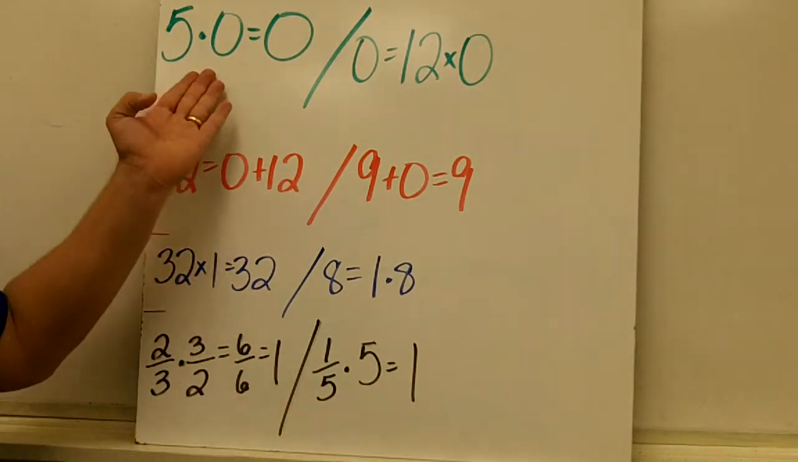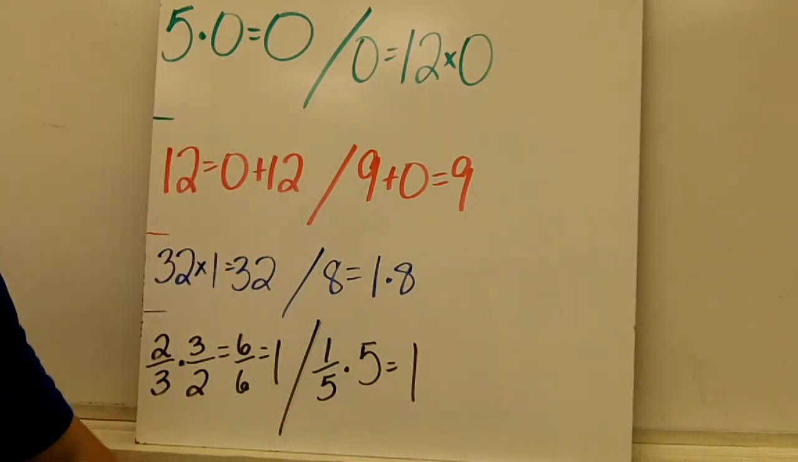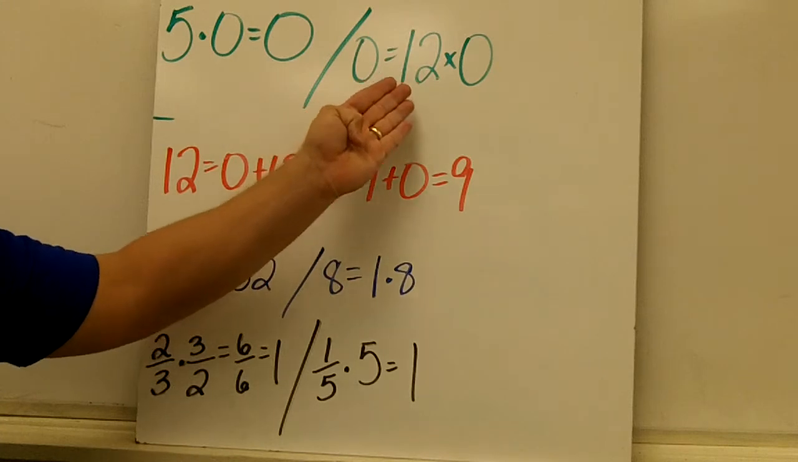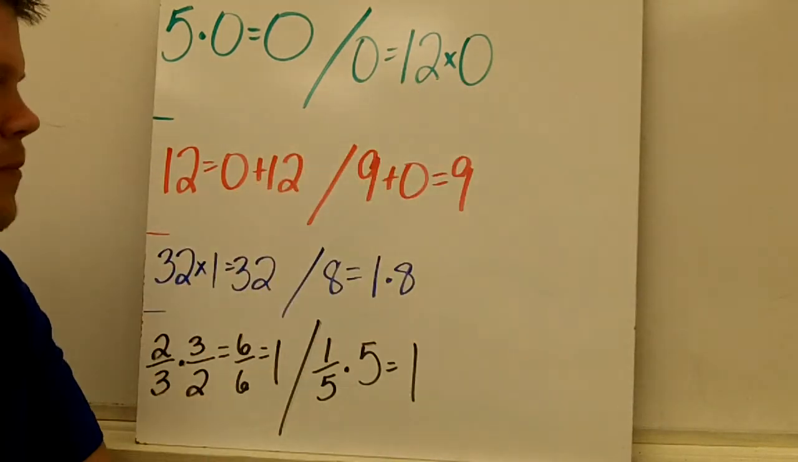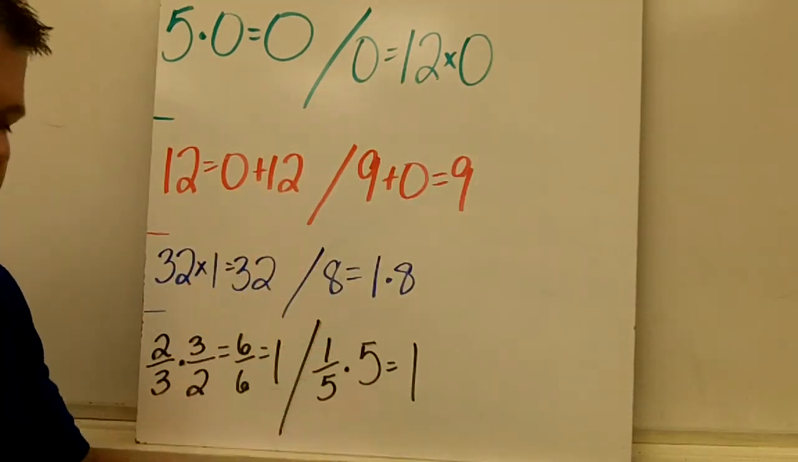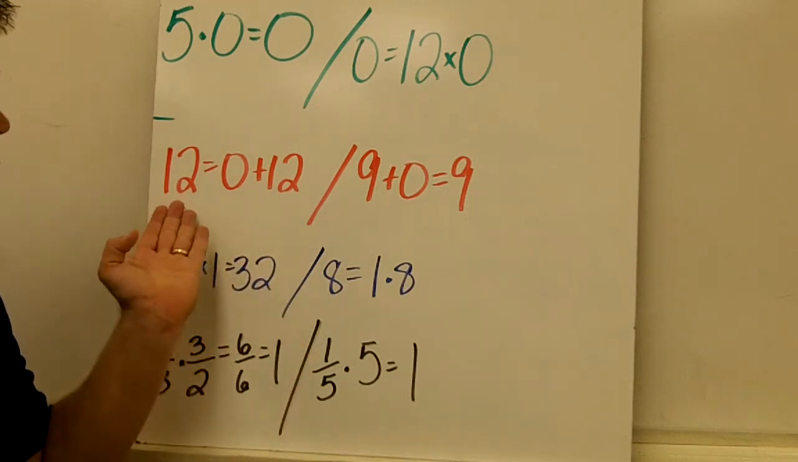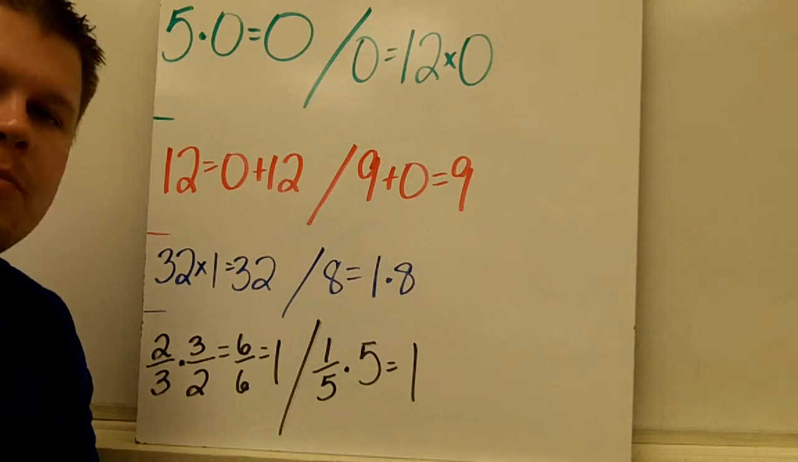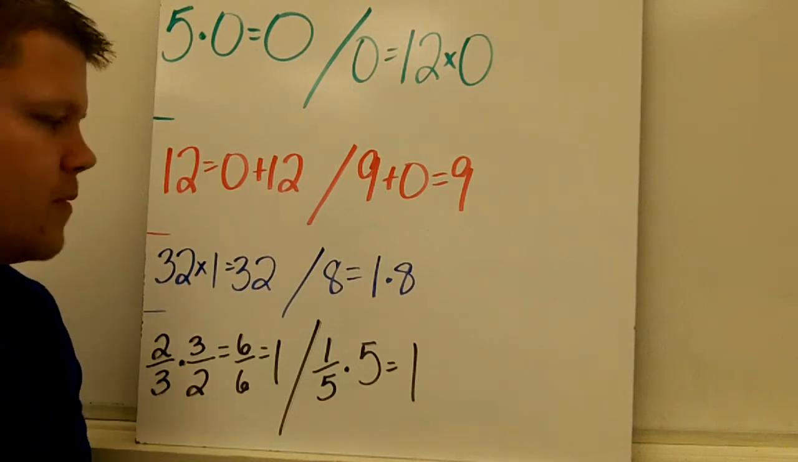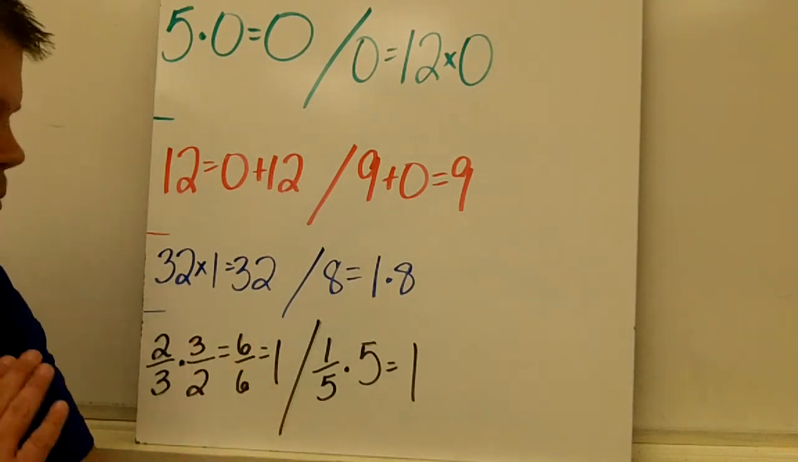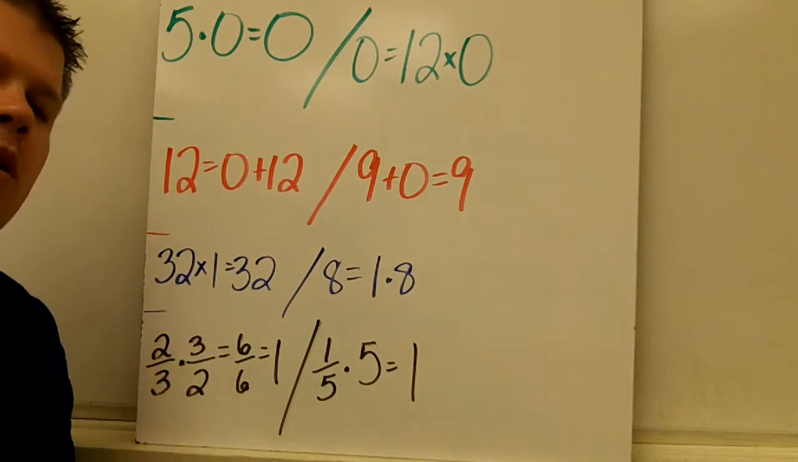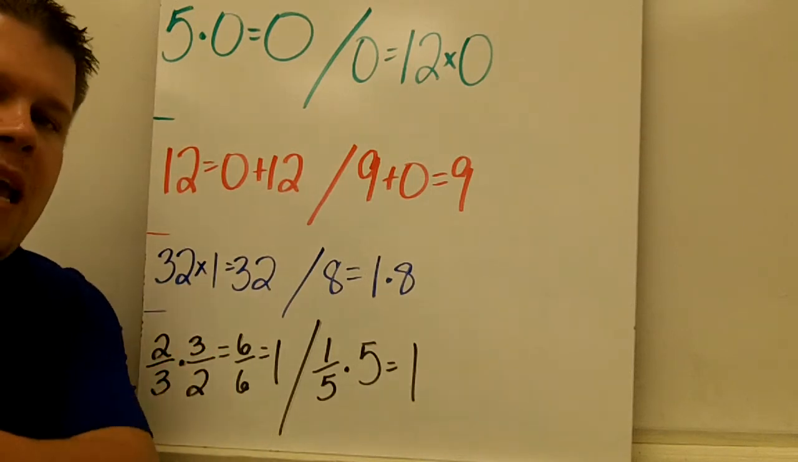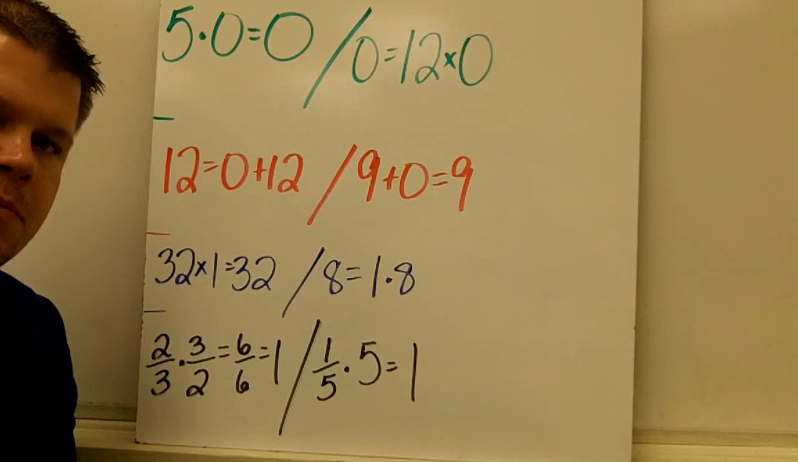We have 5 times 0 equals 0. We have another example, 0 equals 12 times 0. Another set of examples we have here, different property. We have 12 equals 0 plus 12. We have 9 plus 0 equals 9. Another set, our blue set here, we have 32 times 1 equals 32. And we have 8 equals 1 times 8.